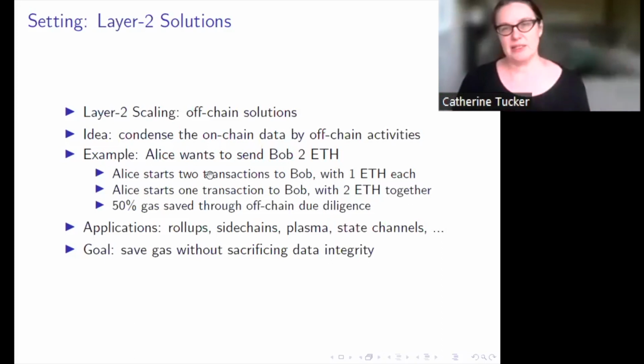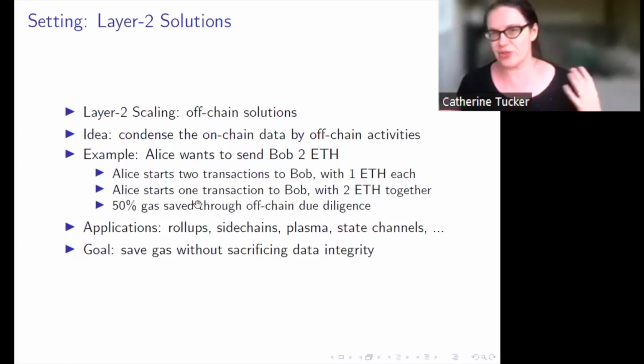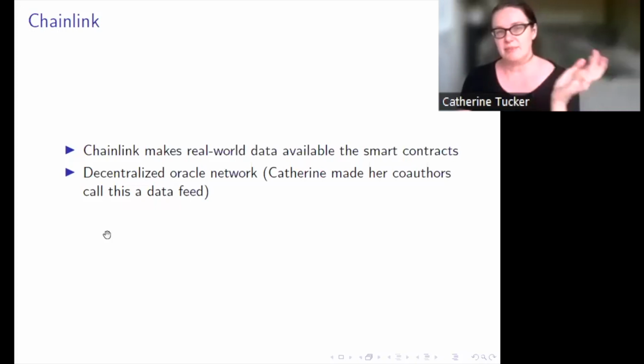And the basic idea of this combination or layer 2 technology is that we want to save gas without sacrificing data integrity. Because why did we ever have this idea that Alice would do the 2 transactions on chain to begin with? It's because we thought there was a lot of integrity. Now, what is it that Chainlink does? Chainlink is making real-world data available to smart contracts.